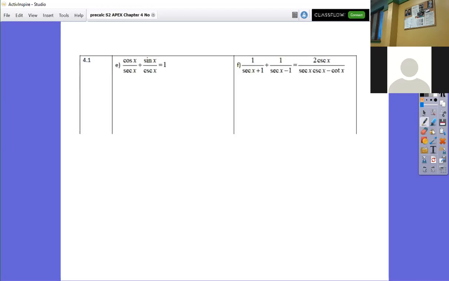There we go. All right, they're looking a little more difficult. All right, so cosine x over secant of x plus sine x over cosecant of x equals 1. Okay, well, I see some cosines and some sines. Remember, if all else fails and you don't know what to do, change everything to sine and cosine. So what are we going to do first? We're going to change secant to what?